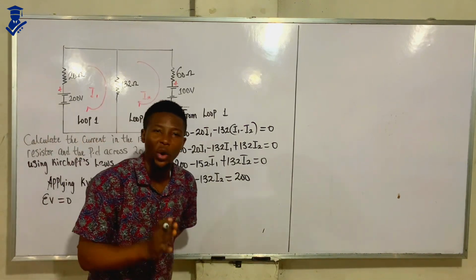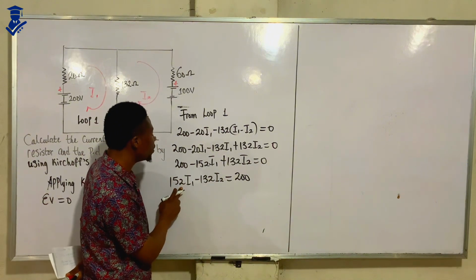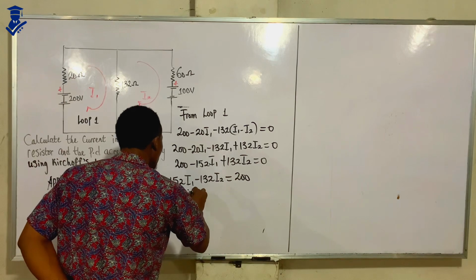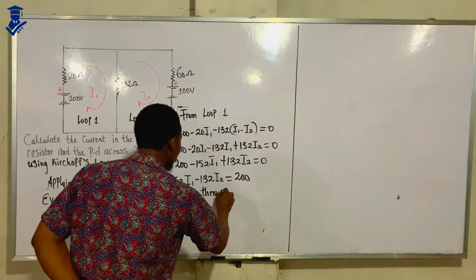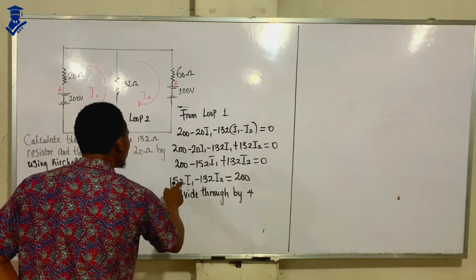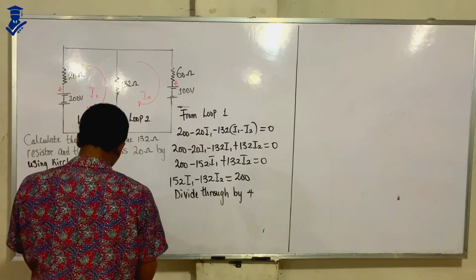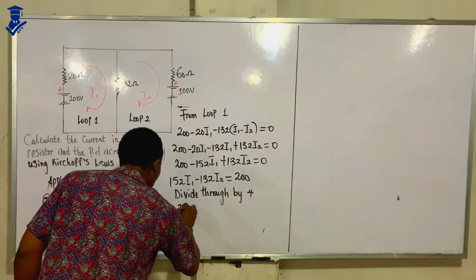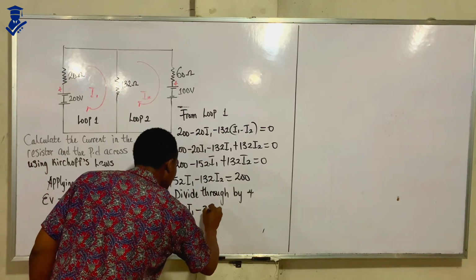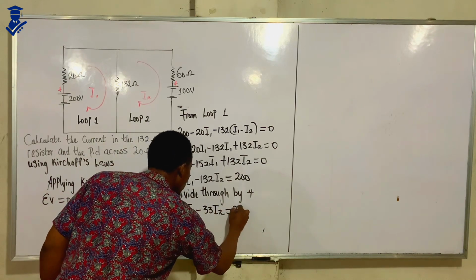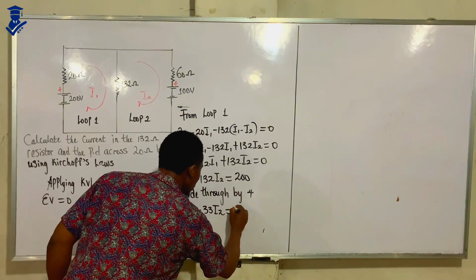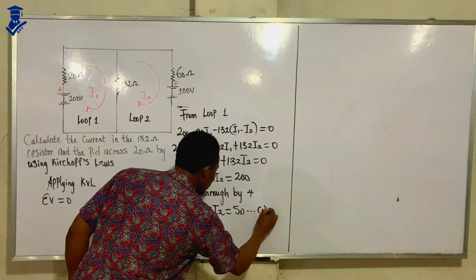Now, if you check very well, 4 is a common factor between 152, 132, and 200. So I'm going to divide through by 4 so I can reduce it. 152 divided by 4 gives us 38, so it becomes 38 I1 minus 132 divided by 4, which gives us 33 I2, equals 200 divided by 4, which also gives us 50. So this is equation 1.